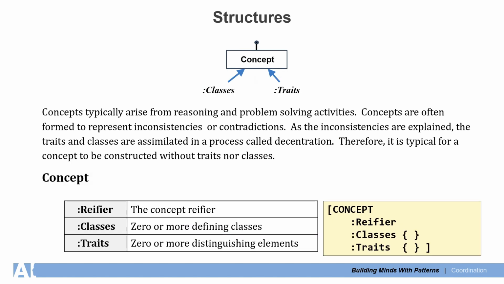Concepts typically arise from reasoning and problem-solving activities. Concepts are often formed to represent inconsistencies or contradictions. As the inconsistencies are explained, the traits and classes are assimilated in a process called decentration. Therefore, it's typical for a concept to be constructed without traits or classes. Some concepts start out empty, and over time they are elaborated.